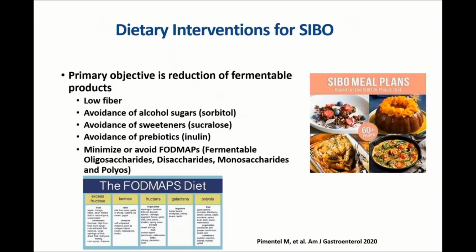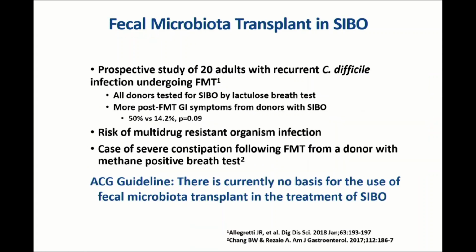What about dietary interventions? You can use low fiber, you can avoid alcohol sugars, avoid sweeteners like sucralose, avoid the prebiotics, the inulin, which is really the food for the bacteria, and minimize or avoid FODMAP diets, and we all use FODMAP diets for IBS symptoms, but they can improve patient symptoms with SIBO.